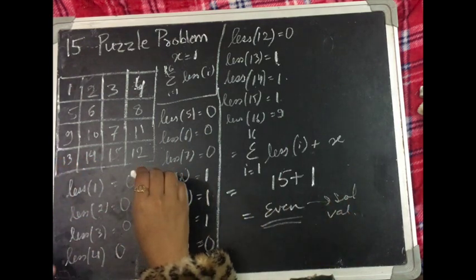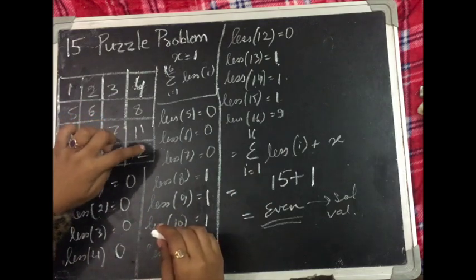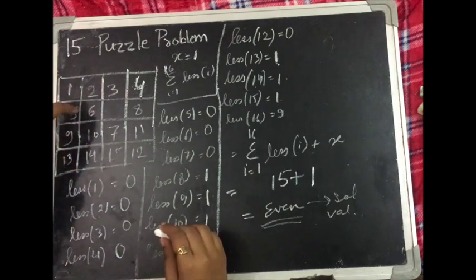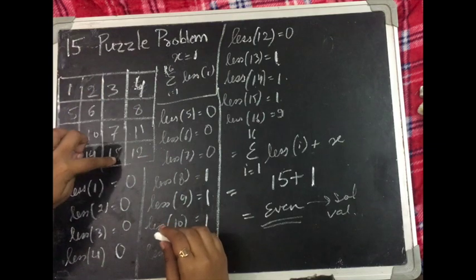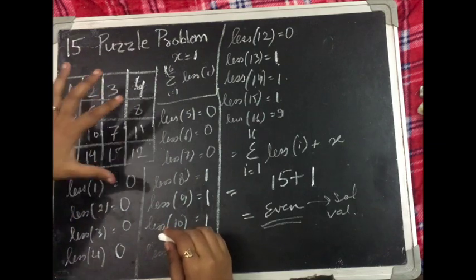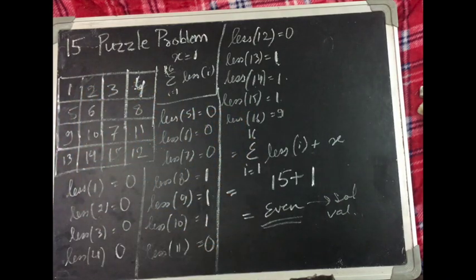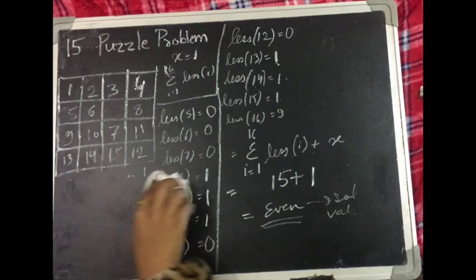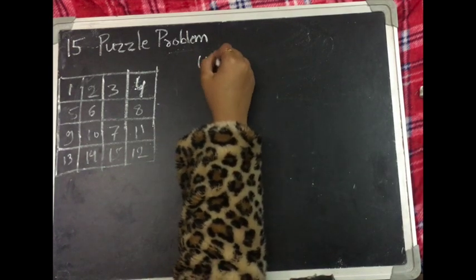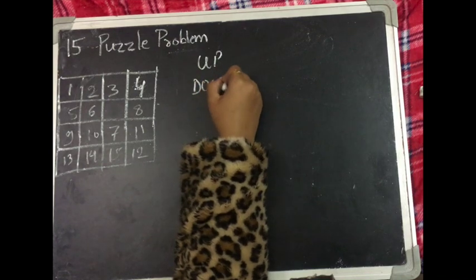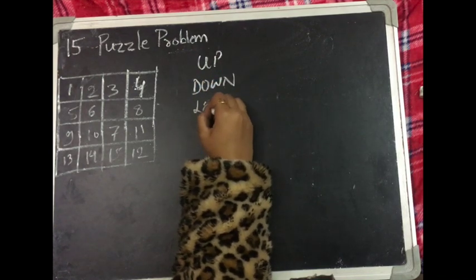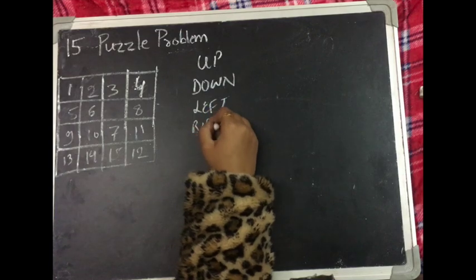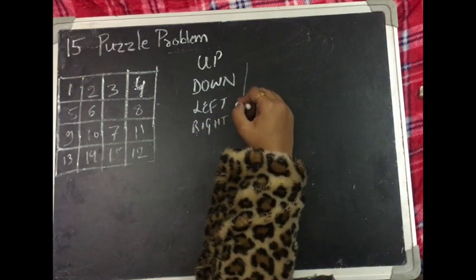And what is the solution set? That the empty slot comes over here and all the numbers are in sorted order: 1 2 3 4 5 6 7 8 9 10 11 12 13 14 15, and the empty slot comes over here. That is, from this I have to make the solution set. So now to convert my given problem into the solution set, I have 4 moves. So what are the moves? Up, down, left and right. Okay, and we have to follow them in this order only.